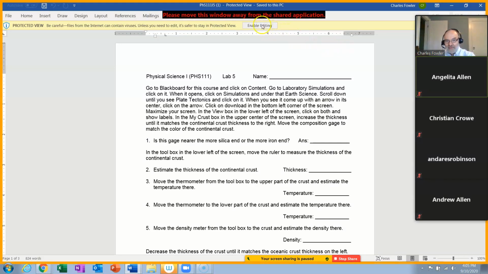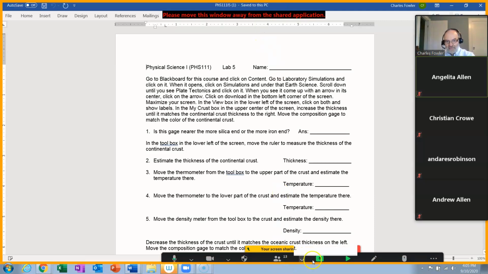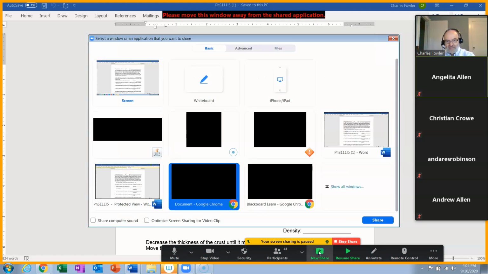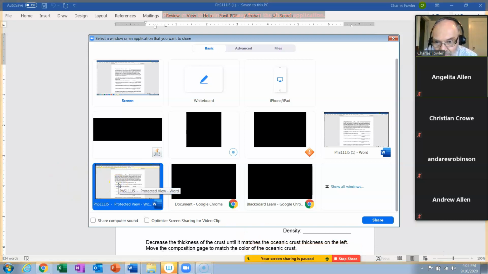Now, screen sharing is paused. Let me get back to screen sharing. This is so awkward. Actually, I can do away with this one. I didn't know that was already open.